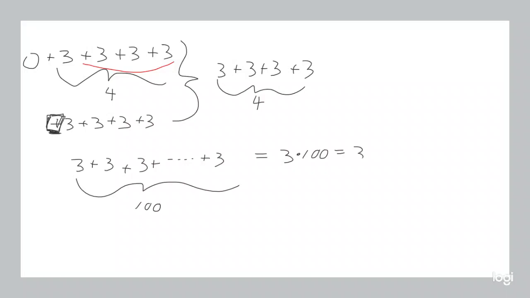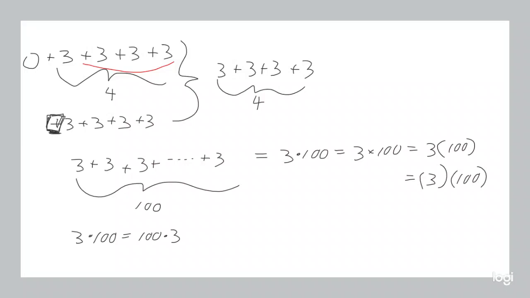Sometimes it's written as 3 times 100 using the X symbol. Sometimes it's written with the 3 or the 100 or both in brackets. Many different ways of writing the exact same thing. But 3 times 100 is just 3 added to itself 100 times. Now, you can multiply in any order. So 3 times 100 is actually equal to 100 times 3.